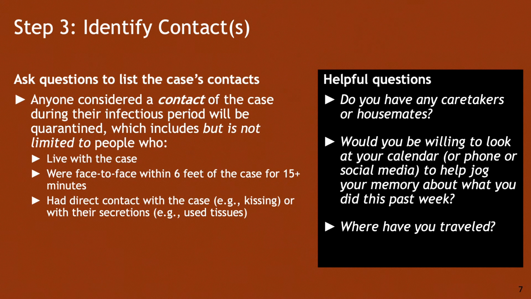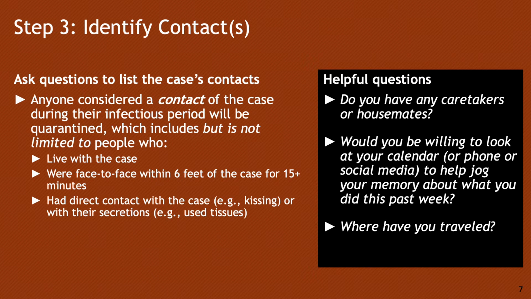So you identify contacts. You ask questions of the case. Who have they been around? Who do they live with? Who were they face to face with within 6 feet during their infectious period? Have they had direct contact, kissing, exchange of food, etc.? You might ask them if they have any housemates that come and go.